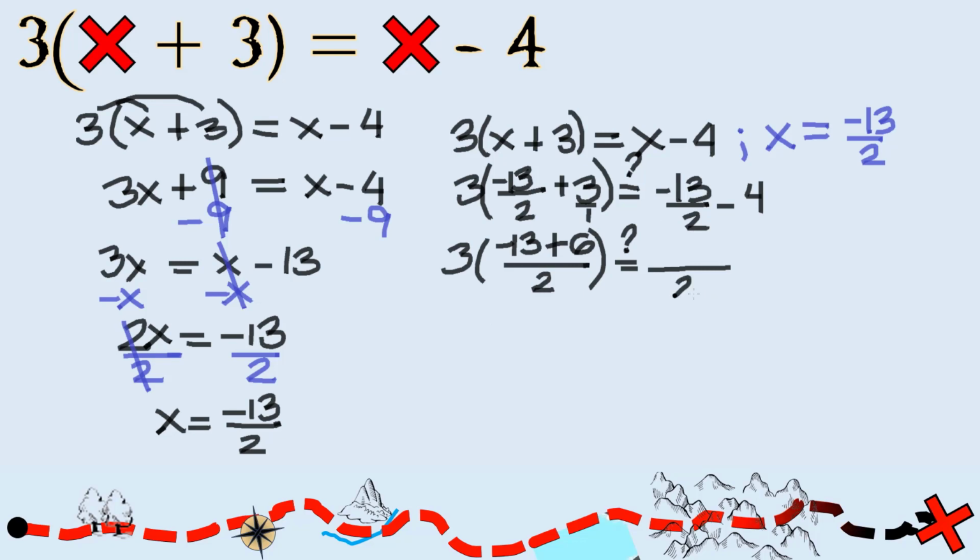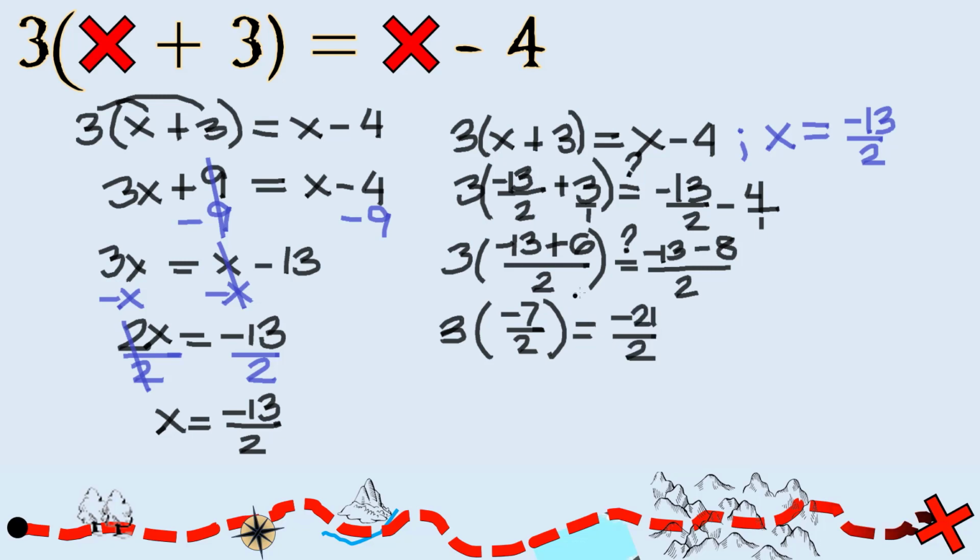Again, LCD is 2 because 4 here is over 1. 2 divided by 2 is 1 times negative 13 is negative 13. 2 divided by 1 is 2 times 4, I have here 8, and then we have here minus. Now, here we have 3 times, this is actually equal to negative 7 halves. Negative 13 plus 6 is negative 7. The other side, negative 21 halves.